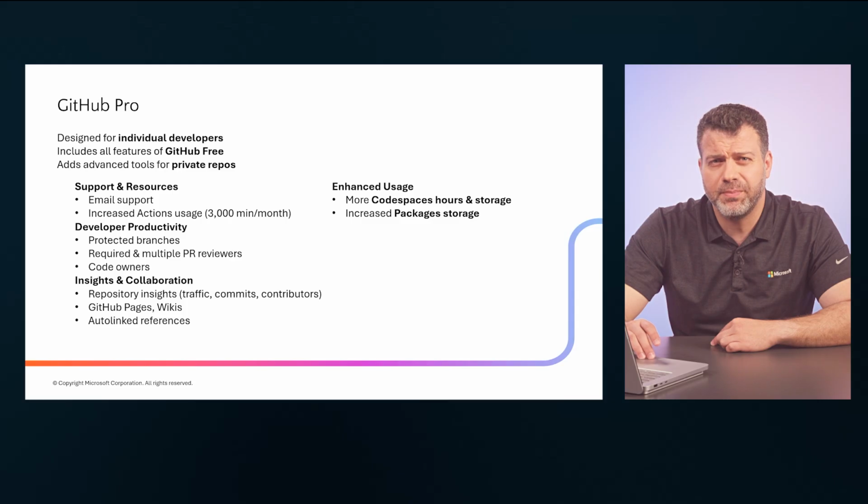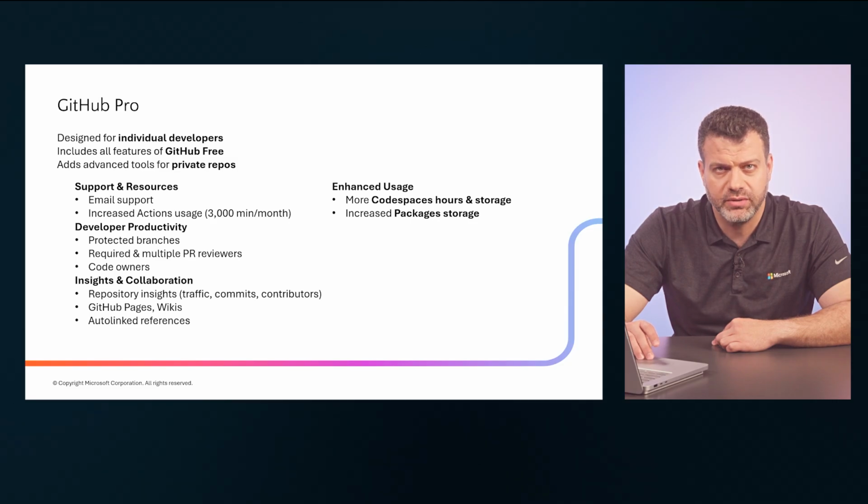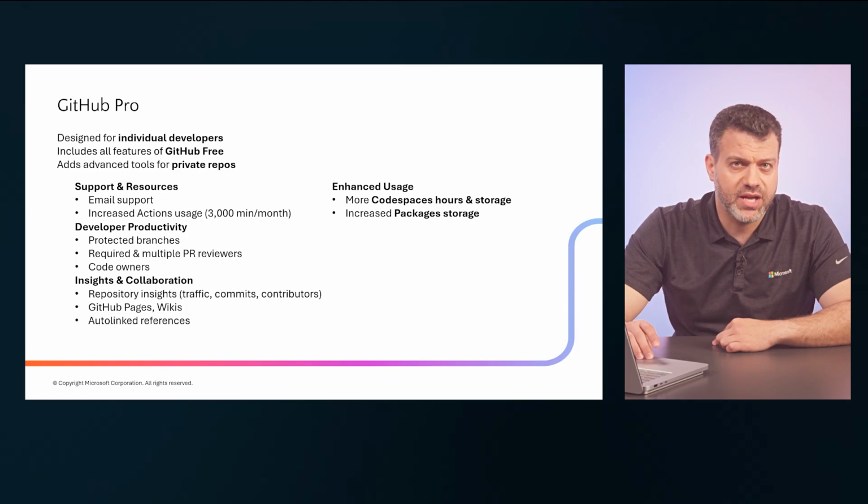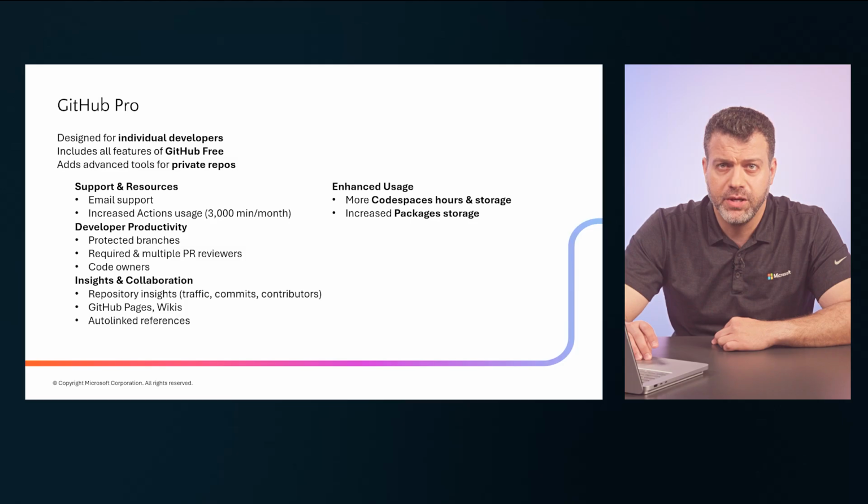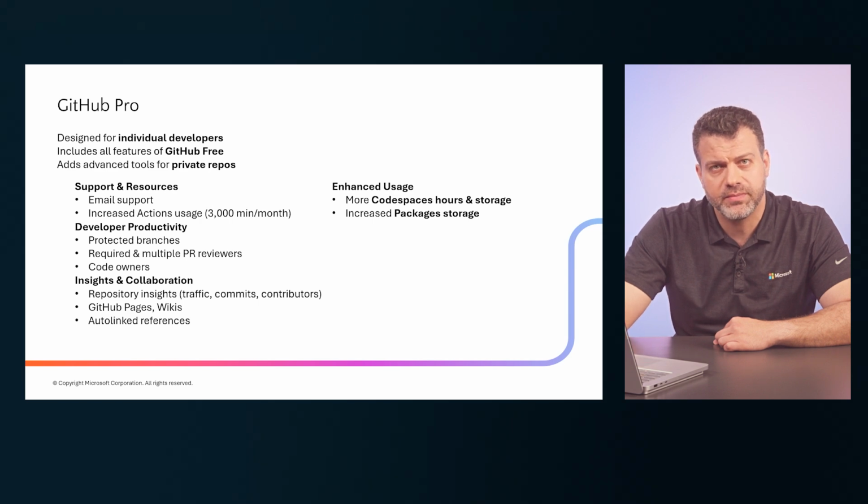It also provides deeper insight into repository activity, giving developers the ability to understand contribution and usage trends. It also increases the limits on tools such as GitHub Actions and Codespaces, allowing for more development flexibility. So GitHub Pro enhances individual workflows with stronger controls, insights, and higher limits.